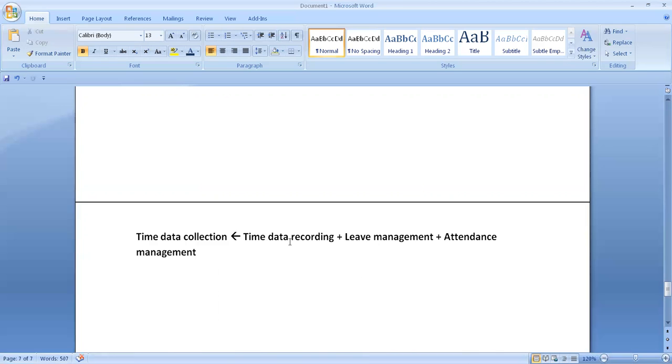So for time data collection, you are maintaining wage types in core HR in SAP, which are relevant for pay components. In SAP HR, we are maintaining time wage types. For example, you can maintain regular working hours of an employee or overtime working hours, shift allowance, risk premium, travel allowance. All these things you are maintaining.